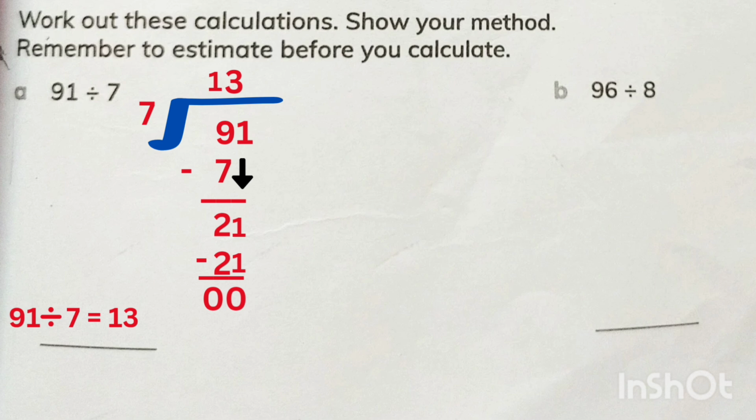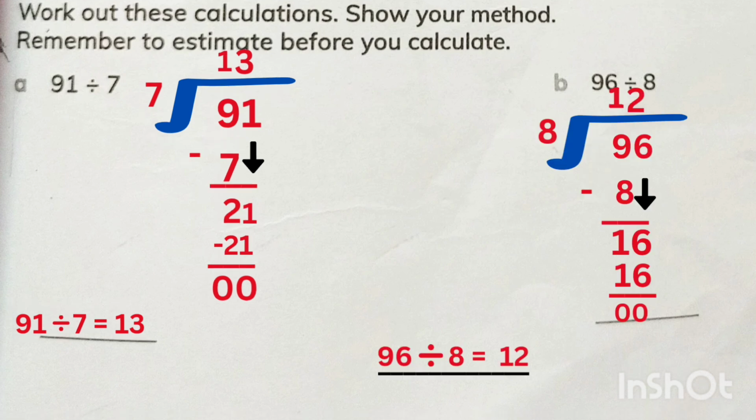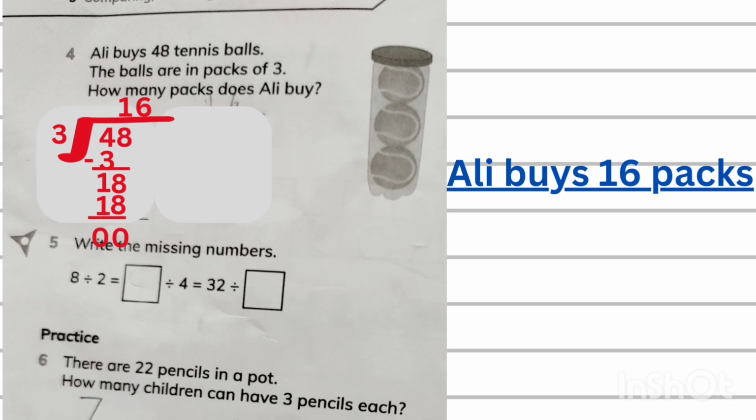These are the other two problems, 91 divided by 7 and 96 divided by 8, which will be done in the same way. Our next question is also a word problem. Ali buys 48 tennis balls. These balls are in packs of 3. So 48 divided by 3 will be 16.